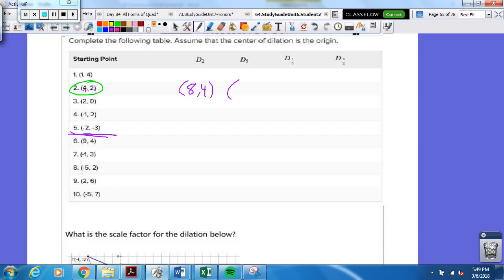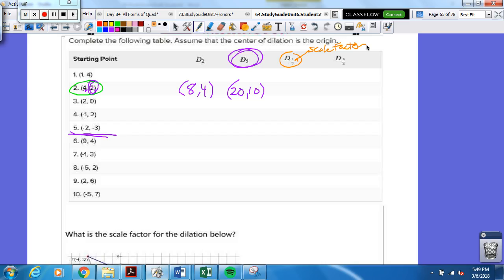Nice. Now let's do 5. Dilation of 5, scale factor of 5. So 4 times 5 is 20, and 2 times 5 is 10. Got it. Okay, next, what are we going to do? What's our scale factor? A half. Yeah, this is called scale factor. Write that in. Always know the vocab.